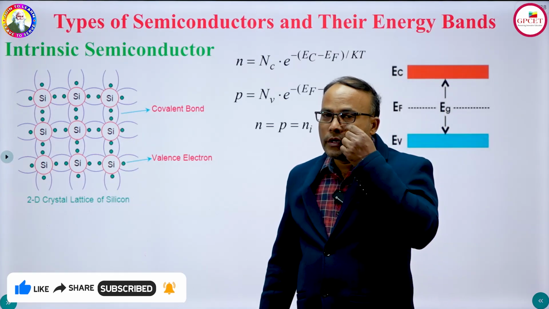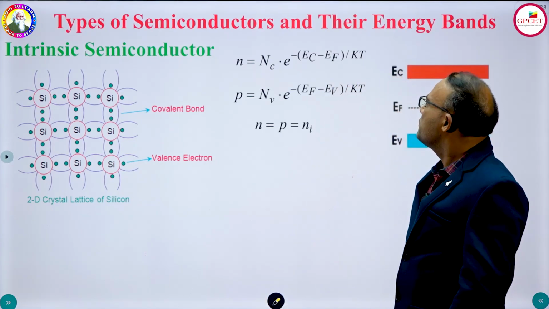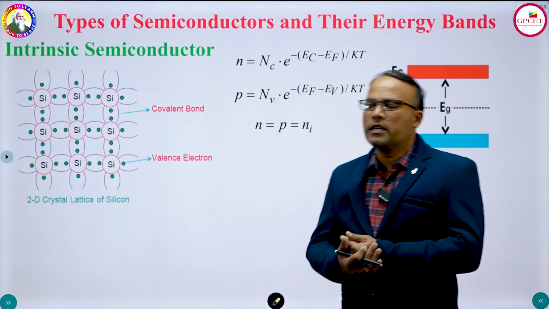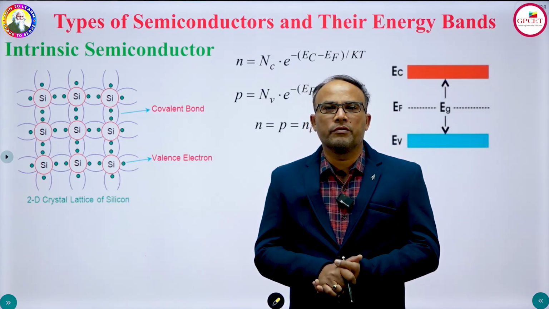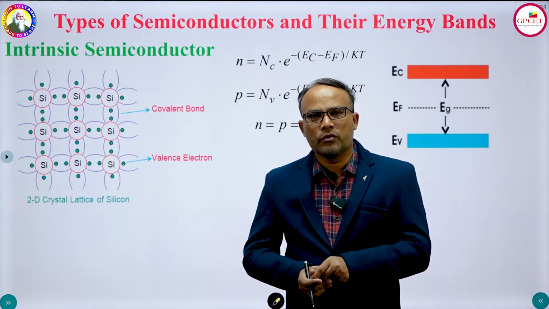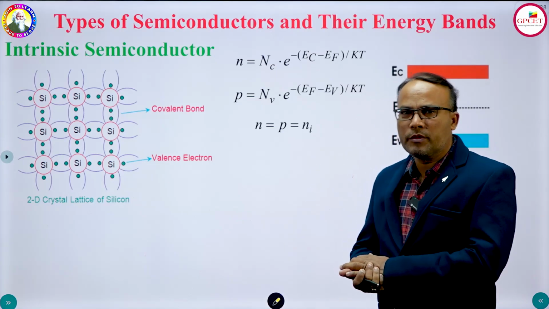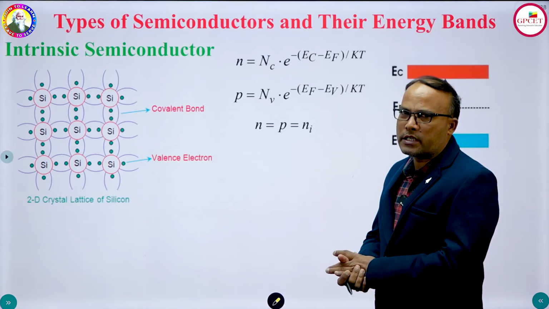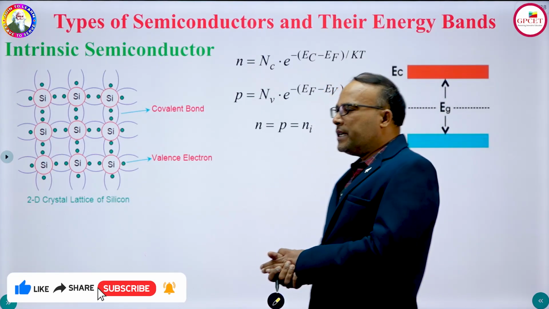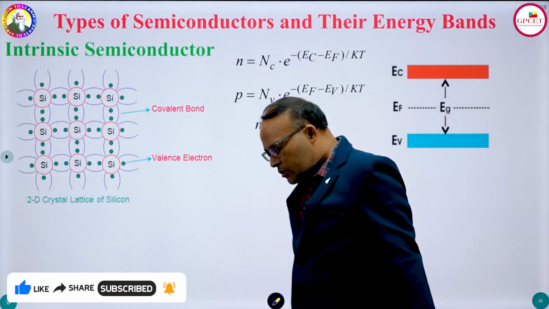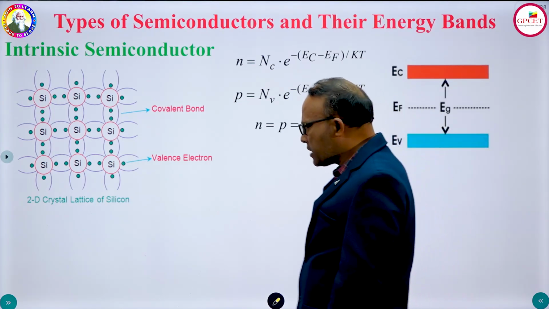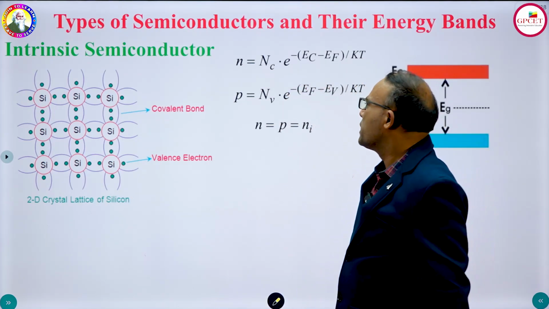Next, we'll go with another topic, which is called types of semiconductors and their energy bands. As you know, we have already learned about a semiconductor, where its conductivity lies in between insulator and conductor, and therefore its energy gap is approximately equal to 1 electron volt. So let us look at the different types of semiconductors. We have two types: intrinsic semiconductor and extrinsic semiconductor. Let us go deep into the subject of intrinsic and extrinsic.